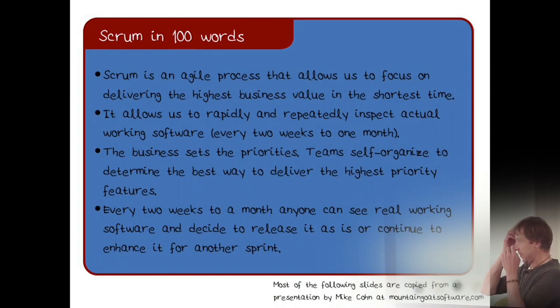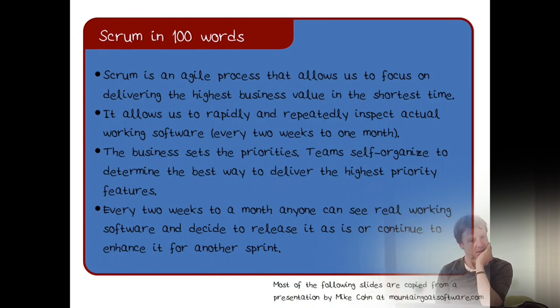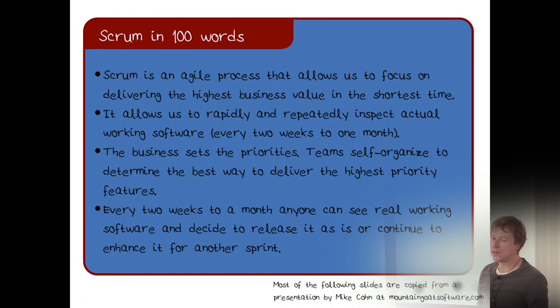So Scrum, I'll just read this in 100 words. Scrum is an agile process that allows us to focus on delivering the highest business value in the shortest time. It allows us to rapidly and repeatedly inspect actual working software every two weeks to one month. Business sets priorities, and teams self-organize to determine the best way to deliver the highest priority features. Every two weeks to a month, anyone can see real working software and decide to release it as is, or to continue to enhance it for another sprint.